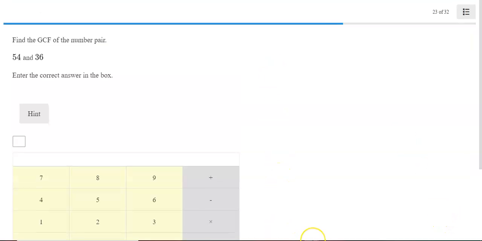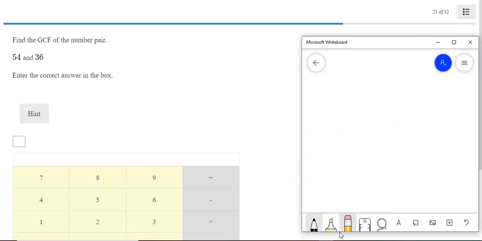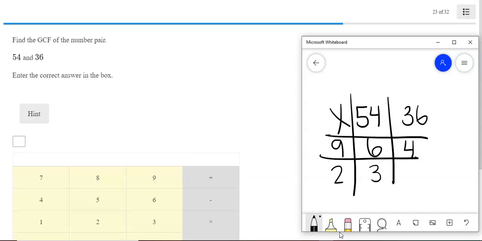Next up is the GCF of 54 and 36. Nine times 6 is 54, and 9 times 4 is 36. We look at that 6 and 4. 2 can go into 6 3 times, and 2 can go into 4 twice. We cannot do anything with that 3 and 2. So we're going to do 9 times 2, and you're going to get 18 as your answer.